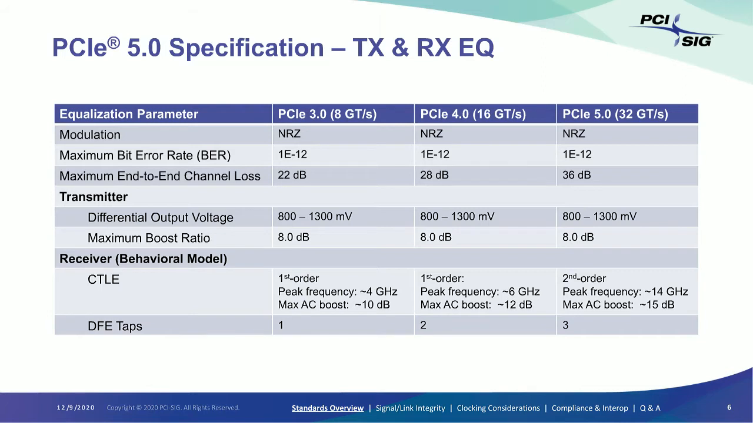Now on the receiver side, there is this concept of a behavioral model, which is used largely for channel compliance, and we'll look at channel compliance later on. But the behavioral model for Gen 5 has become more advanced, you could say. The CTLE has gone to a second order CTLE. The peaking frequency has shifted higher accordingly, and the maximum boost has increased from 12 dB to 15 dB. And in addition, a third DFE tap was added to the reference receiver to help compensate for some of the reflection characteristics which may exist in PCI Express channels.